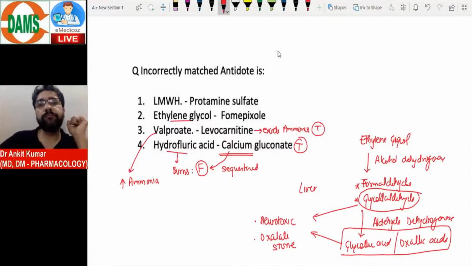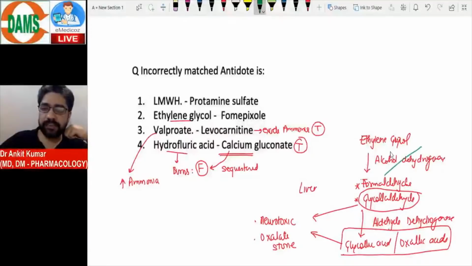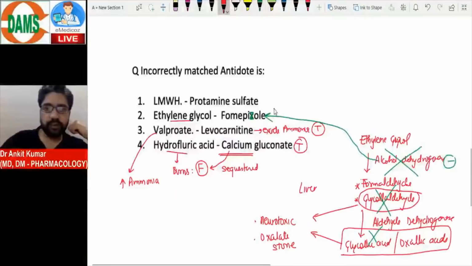So how can we prevent ethylene glycol poisoning? We can inhibit the enzyme alcohol dehydrogenase. Hence these molecules will not be synthesized, and the drug which inhibits alcohol dehydrogenase is fomepizole. So fomepizole is an alcohol dehydrogenase inhibitor. Hence again, this option is true. So the false statement we all know is A. The incorrect statement is A.